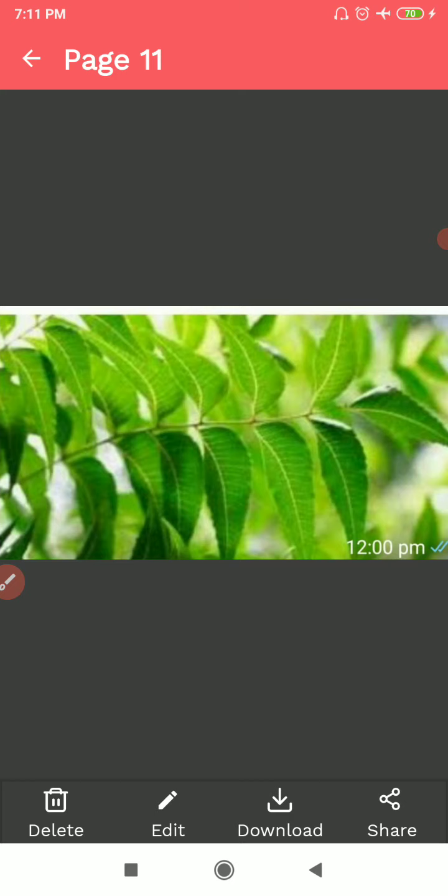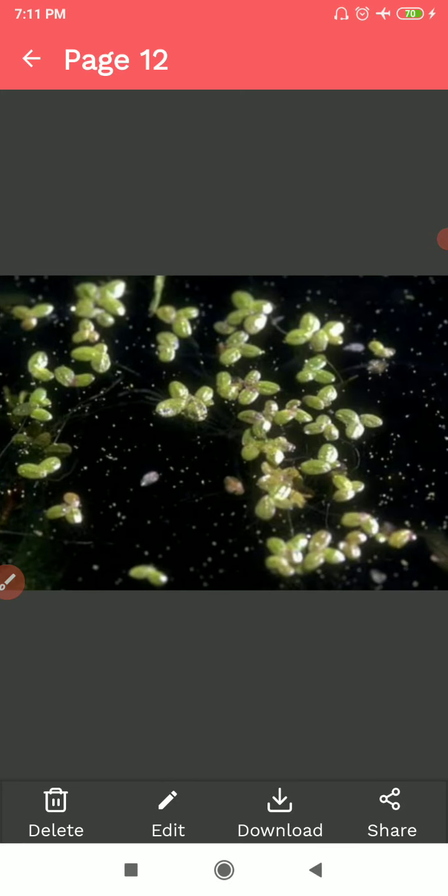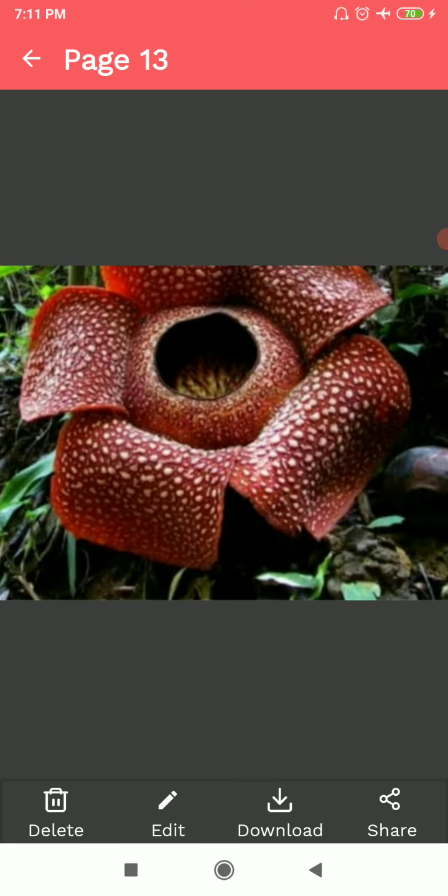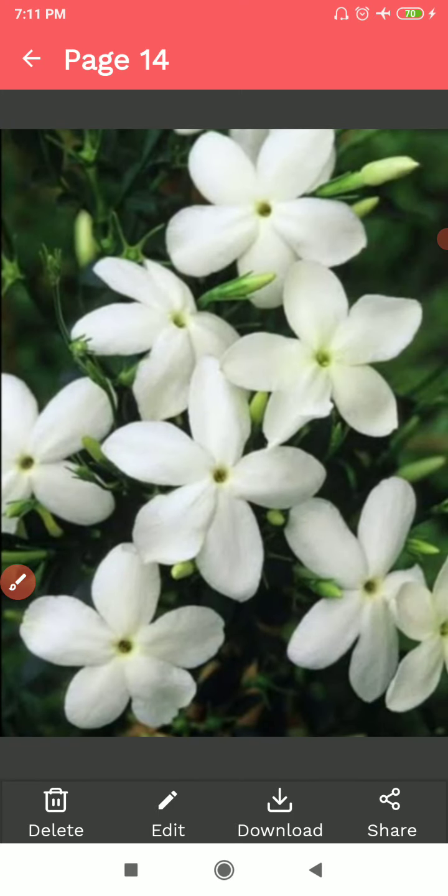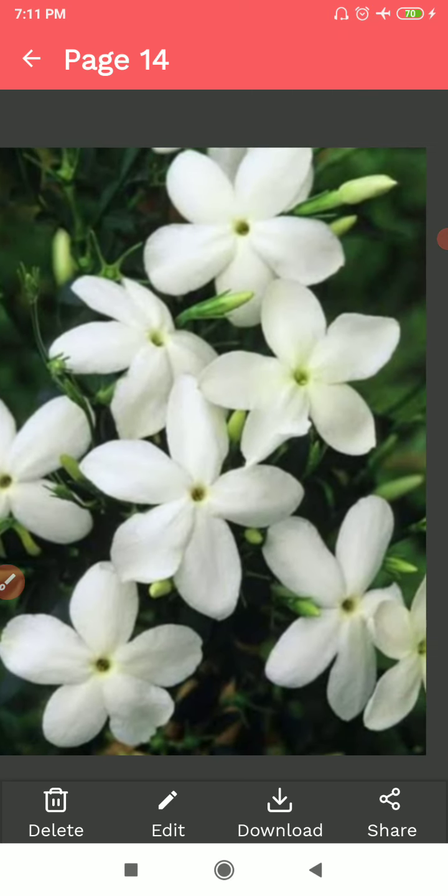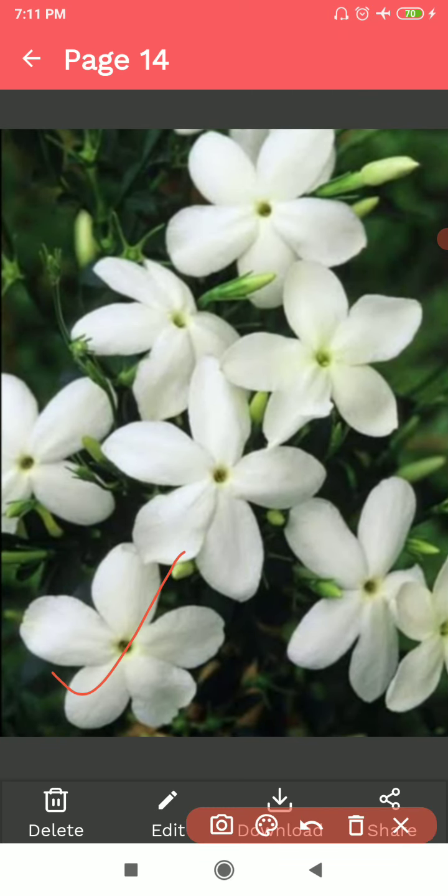Now we will understand about the flowers. Flowers are the most attractive part of the plant. They are of different shapes, sizes and colors. Flowers such as duckweed are small, whereas flowers such as rafflesia are big. Lotus and water lily are also big. Most flowers like Rafflesia are brightly colored, while some flowers are white, like this jasmine.